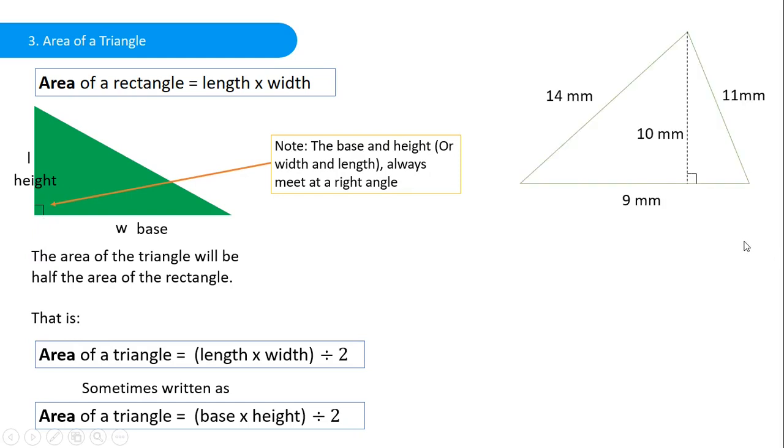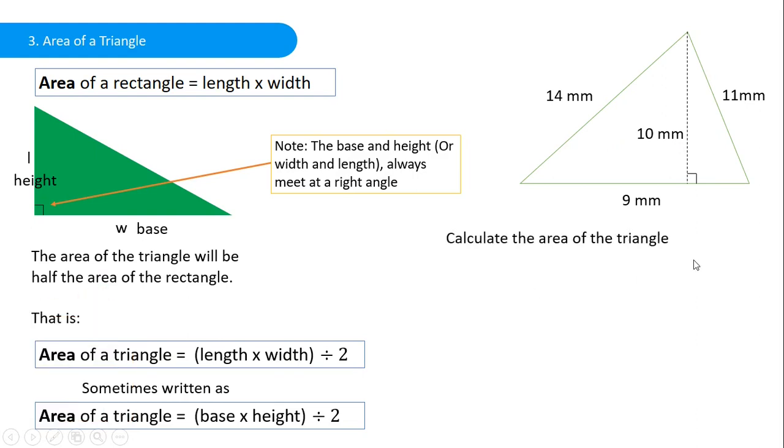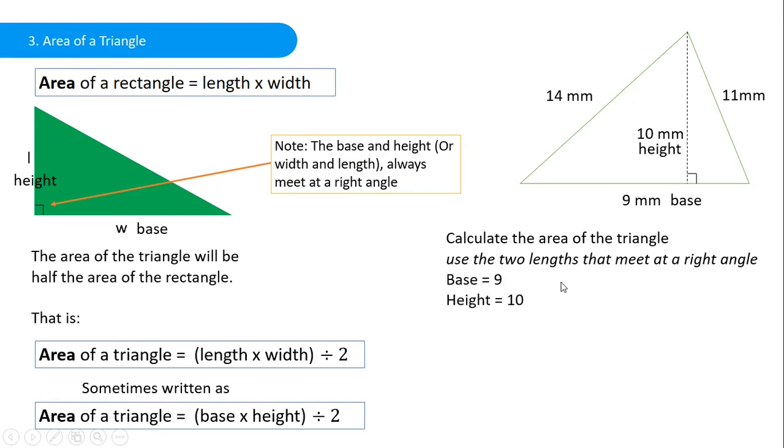So here we have a triangle, and we want to calculate the area. Our first step is to work out which part is the base and which part is the height. I can see on the triangle there is a right angle here, so these two measurements that meet at the right angle will be our base and our height. So I use these two lengths, my base and my height. My base is 9, my height is 10.